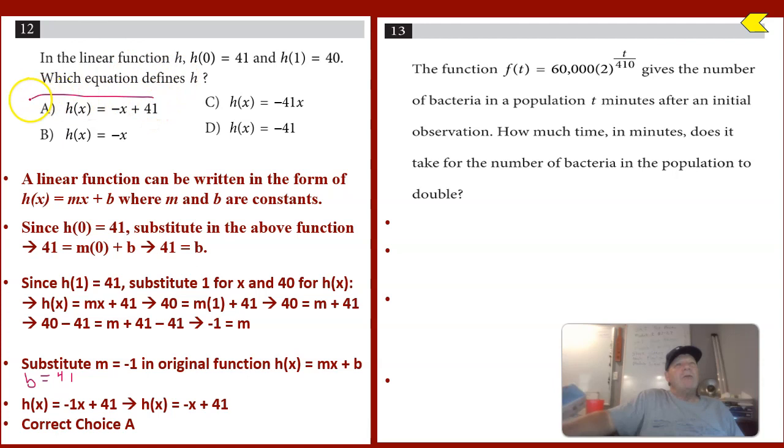Hopefully you're able to get that correctly. Now let's move on to number 13.